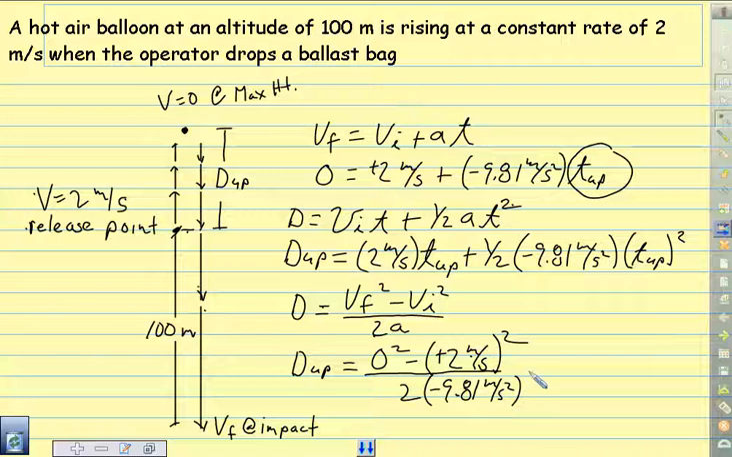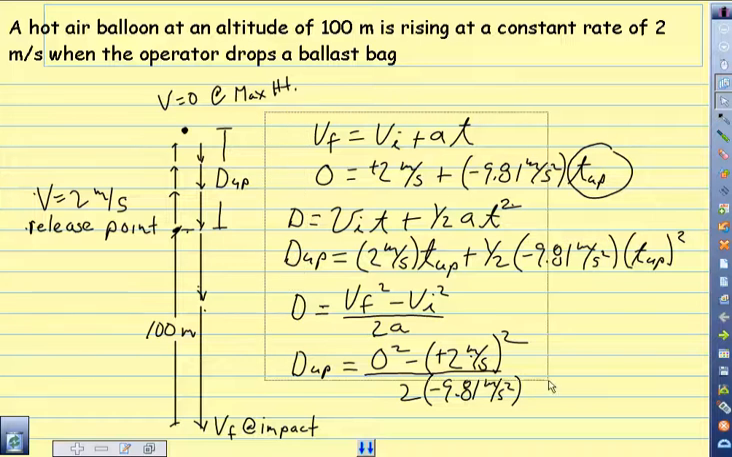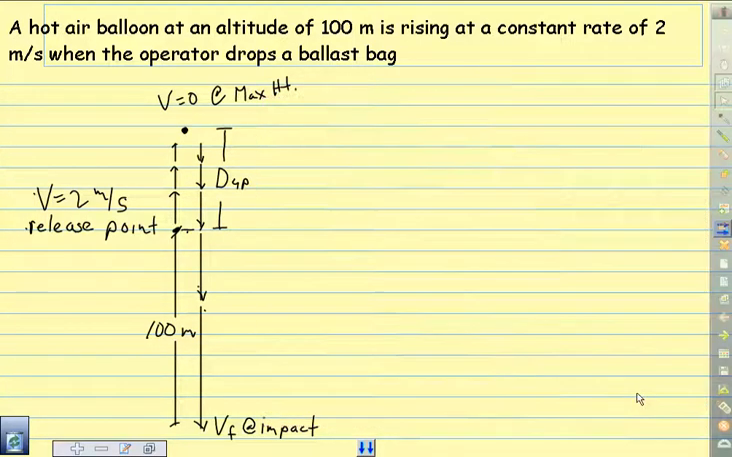Now, for the next part of the problem, things get a little bit more difficult. I need to find this final velocity at impact. And there's a couple ways about going about this. Some are going to be easier than others. All right, again, one of the most effective strategies is to find time. Now, how am I going to find time? Well, we can use this.